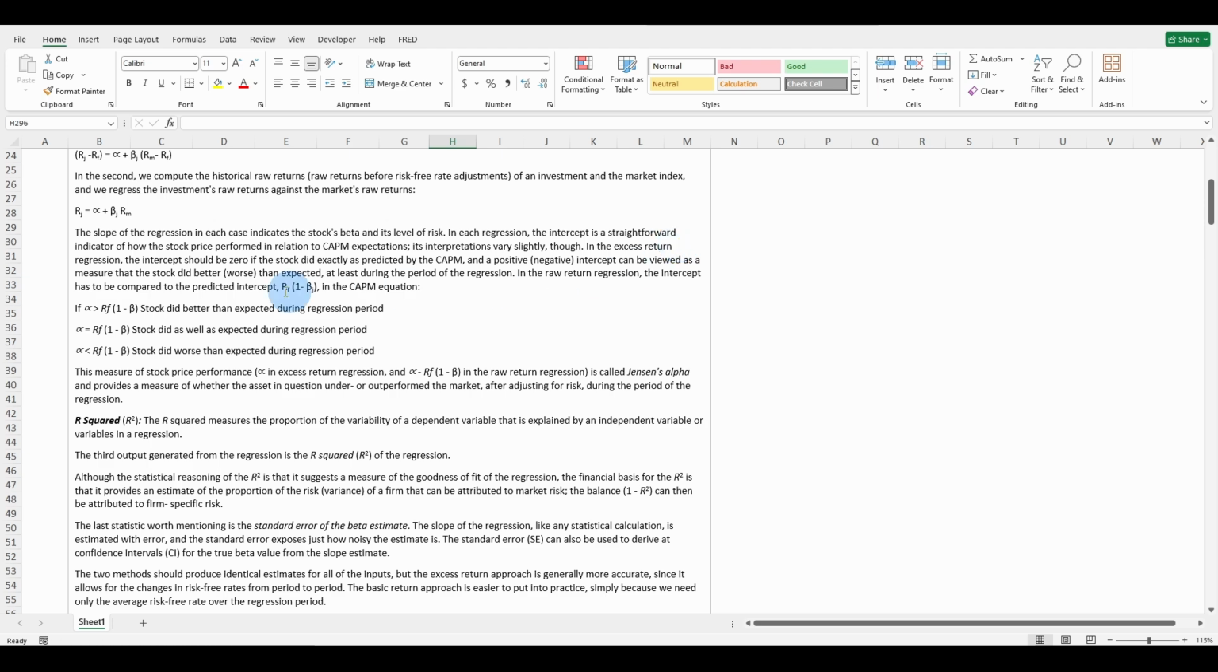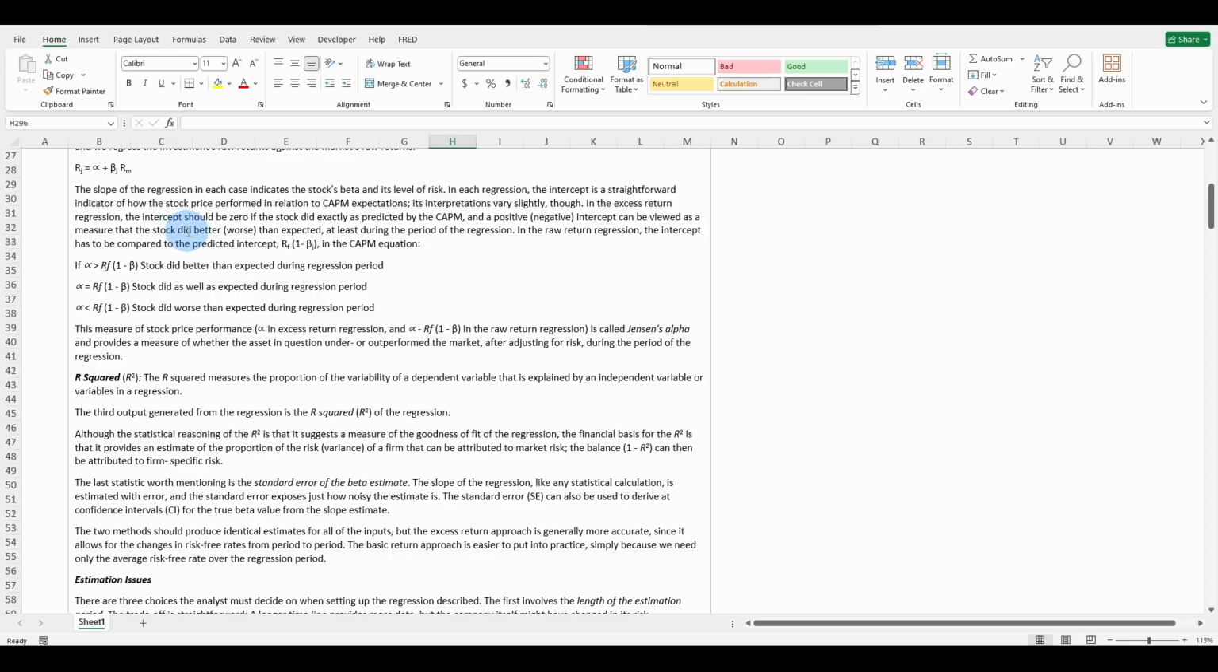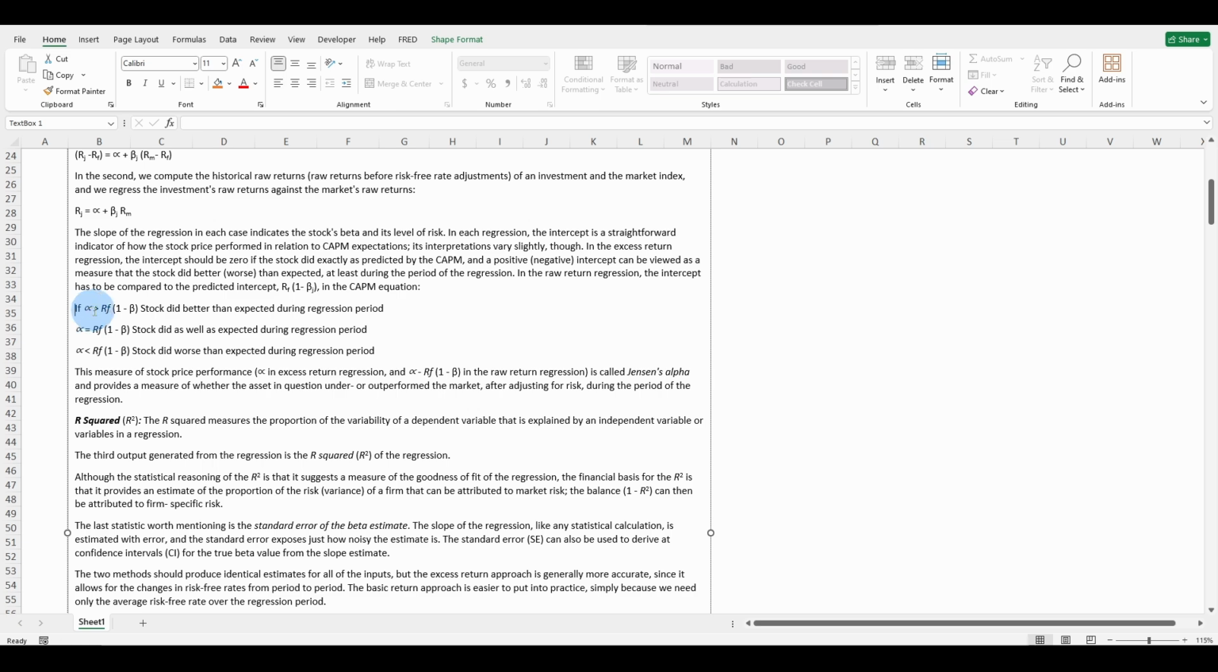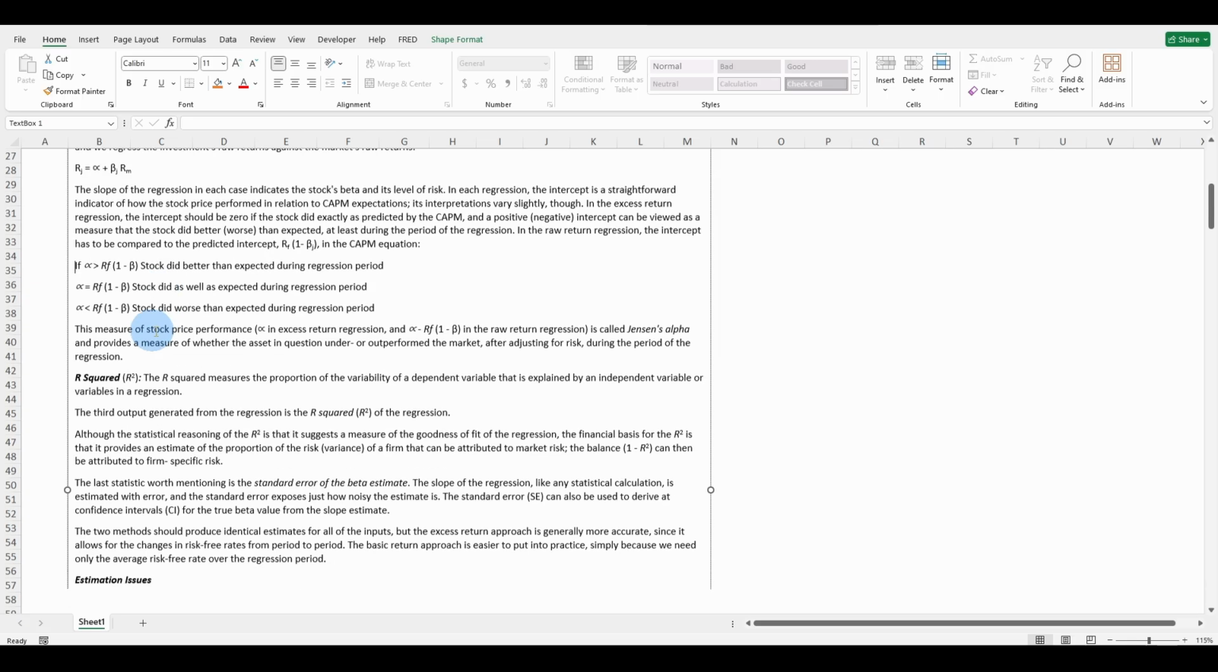In the excess return regression, the intercept should be 0 if the stock did exactly as predicted by the CAPM, and a positive or negative intercept can be viewed as a measure that the stock did better or worse than expected, at least during the period of the regression. In the raw return regression, the intercept has to be compared to the predicted intercept, R of F times 1 minus beta, in the CAPM equation. If Jensen's alpha is greater than R of F times 1 minus beta, the stock did better than expected during the regression period. If alpha is equal, the stock did as well, and if alpha is less, the stock did worse.